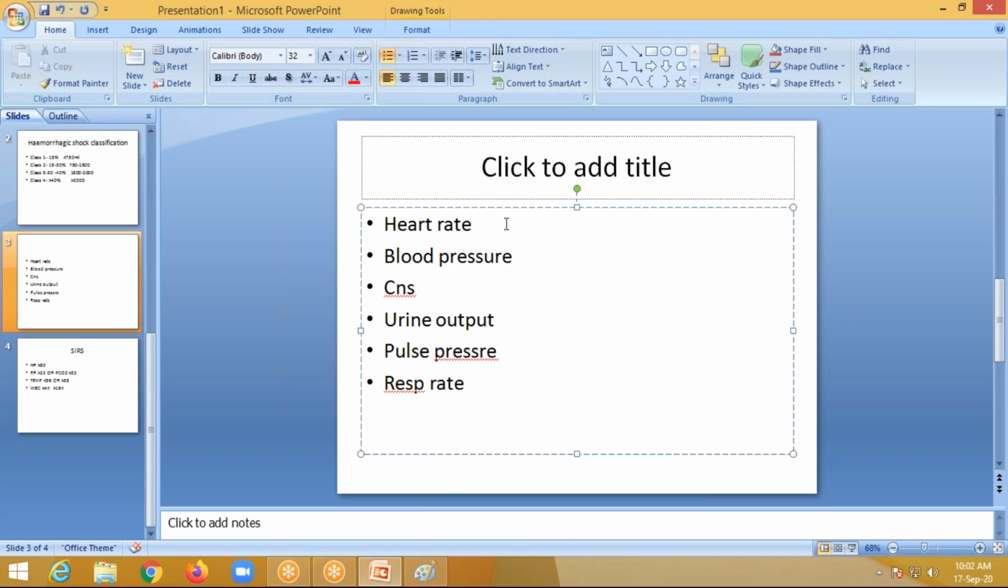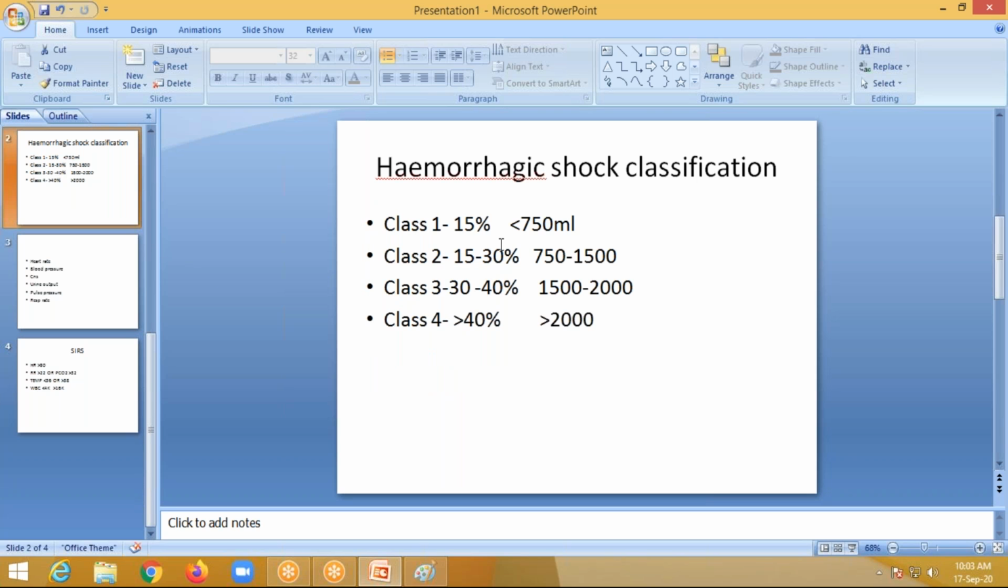Heart rate is going to increase in hemorrhagic shock. Blood pressure will decrease. CNS anxiety or something like that will be present. Urine output will decrease because of decrease in pressure. Pulse pressure will decrease, and respiratory rate will increase. And these components start at different classes.